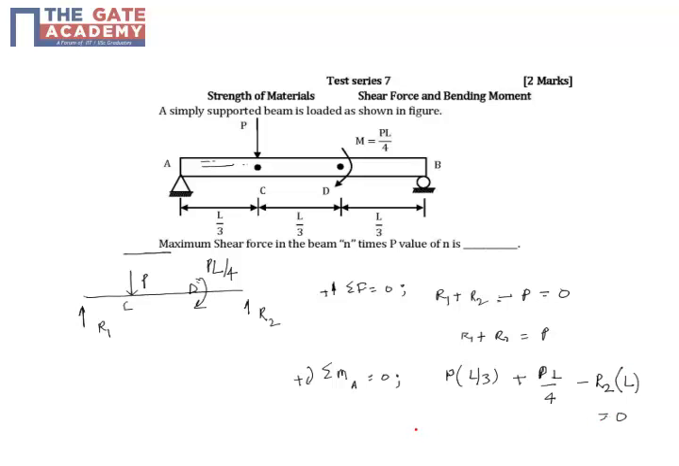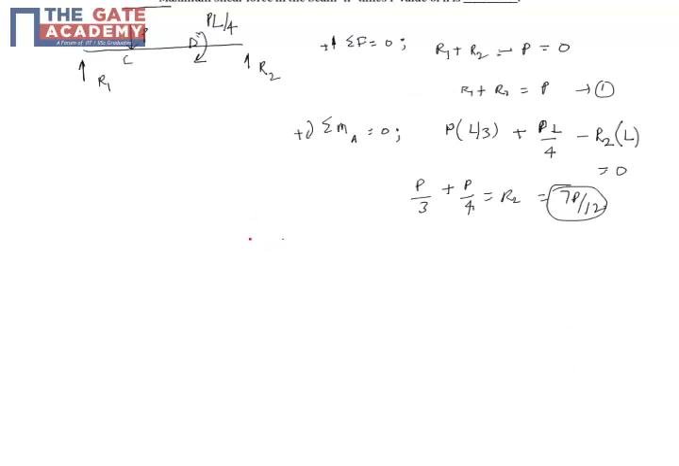If you cancel L throughout, P by 3 plus P by 4 is your R2, which is nothing but 7P by 12. So R2 is 7P by 12, and if you substitute in the first equation, we get R1 as P minus 7P by 12, that is 5P by 12. So you've got the reactions. Let's draw the SFD. This is 7P by 12, and let's put all the loading.